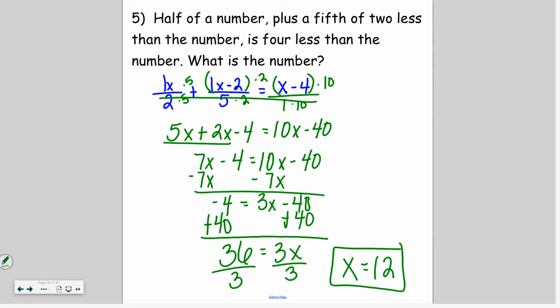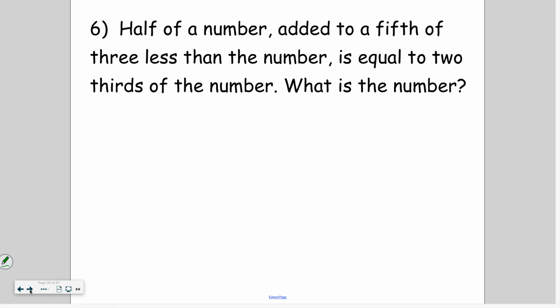All right, you got one more. Maybe try to pause it, just see if you can get it. If not, it's okay. These are a little bit harder. You just have to be very careful when you're reading it. All right, half of a number added to a fifth of 3 less. Then the number is equal to 2/3 of the number.